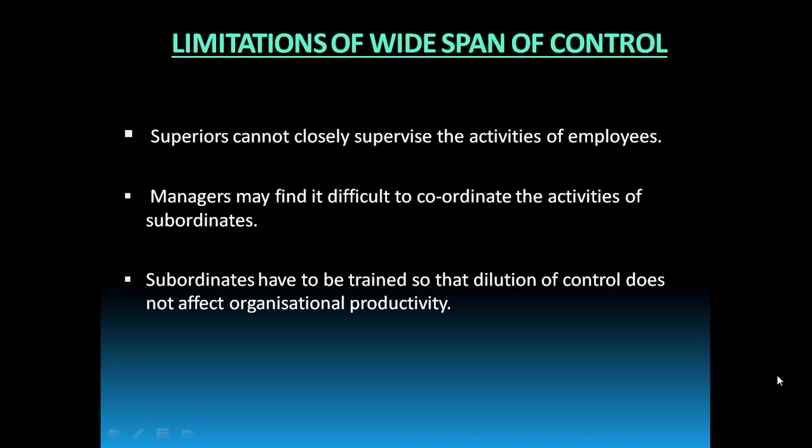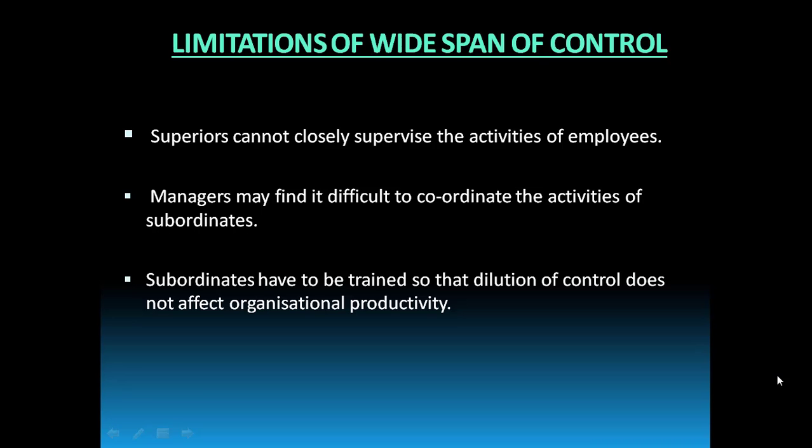So the same case happens in narrow and wide span of control. In narrow span of control, the manager can very effectively and efficiently keep a check on every activity of the subordinates. But in wide span of control, it becomes very tough and cumbersome for the superior to keep a close check on the activities of all the subordinates under him, because there are many subordinates under a superior in wider span of control. Second, the manager may find it difficult to coordinate the activities of subordinates. Now this again arises because there are more subordinates under a manager.